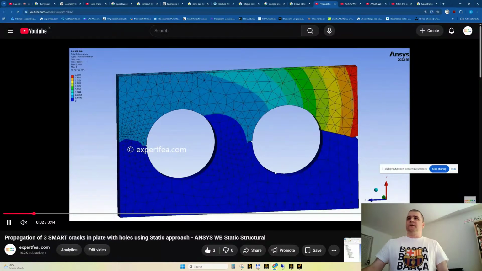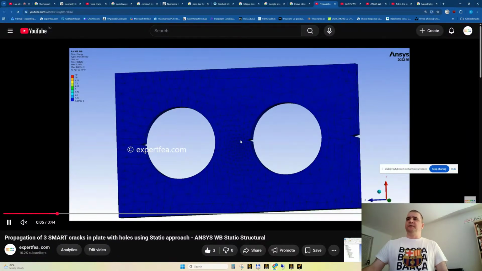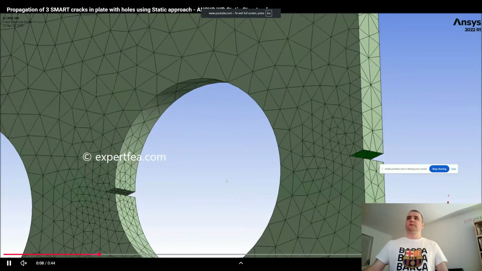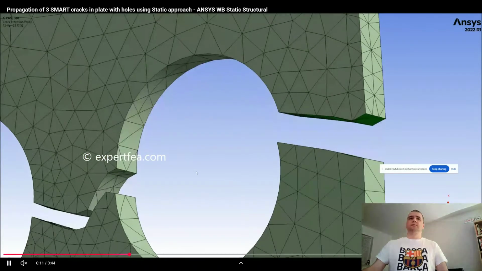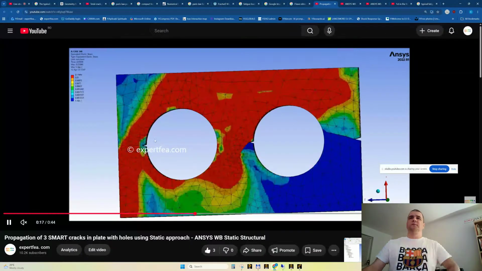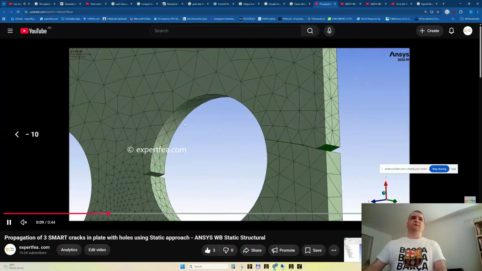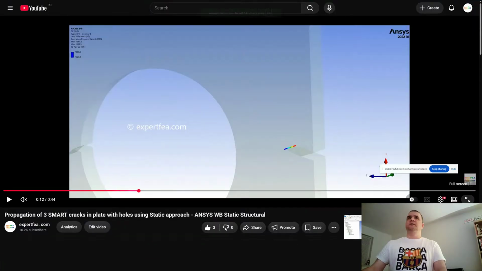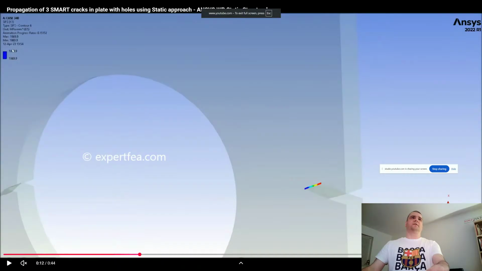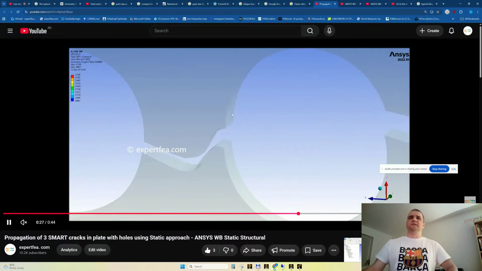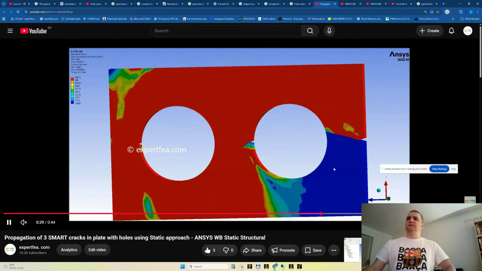So here we have 2 cracks, one here and one here. I think this is static. Yeah, it is static because we have a very high CF. It should be maximum 200, and we have almost 2000. So I bet it's static, but it looks so nice.